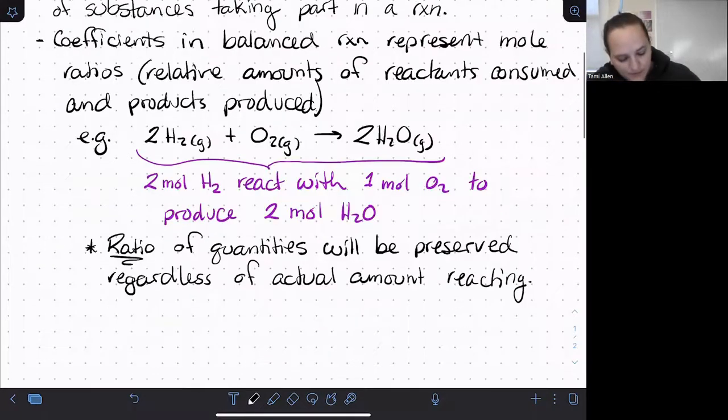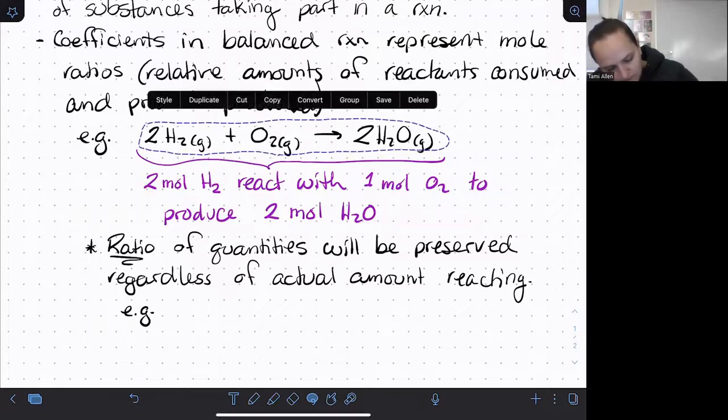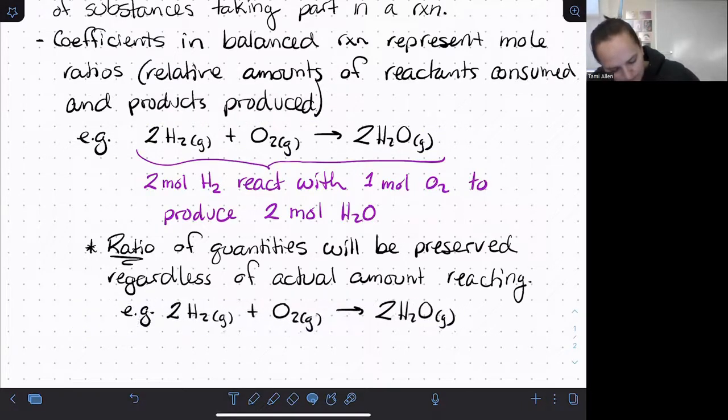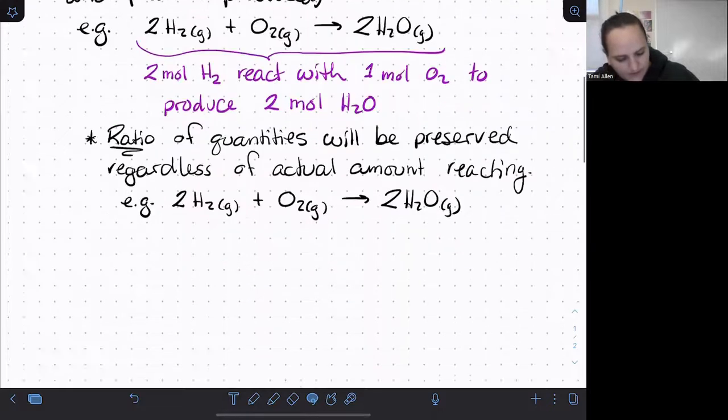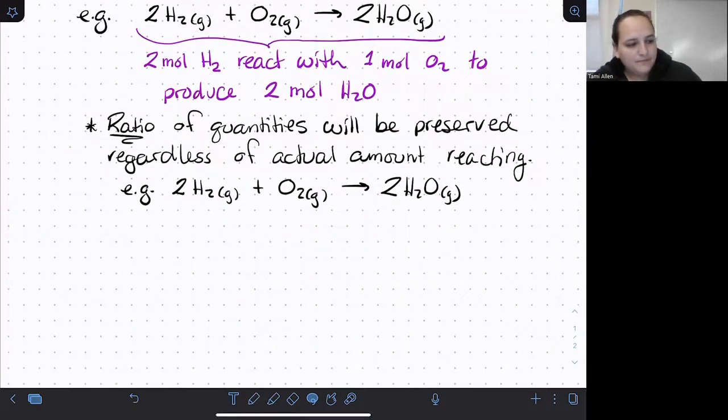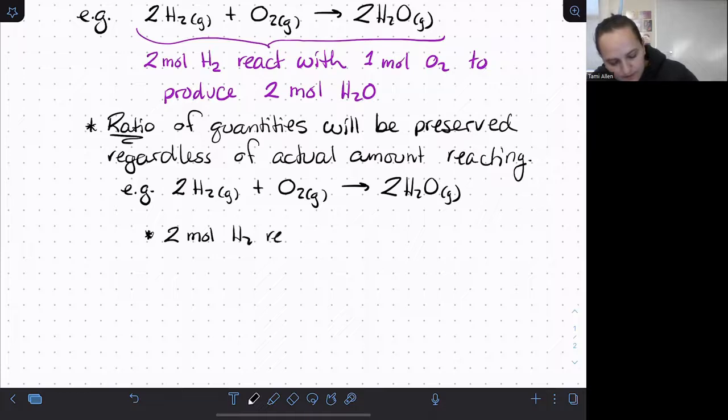So, for example, considering the same reaction here, I'll just copy it down so it doesn't get lost when I scroll. Using the same reaction, if 2 moles of H2 react, that's exactly what it says in the coefficient. So that's really, really straightforward.